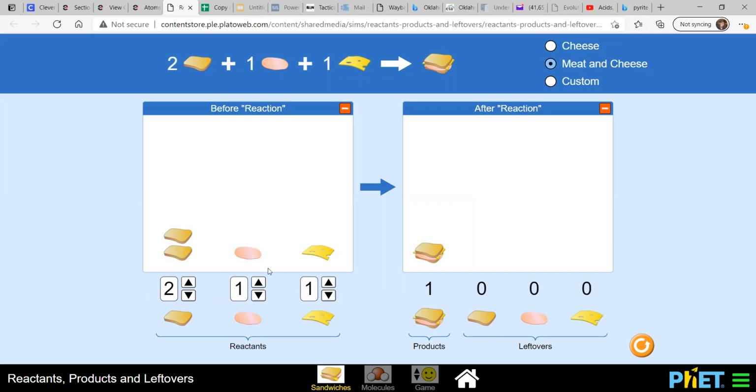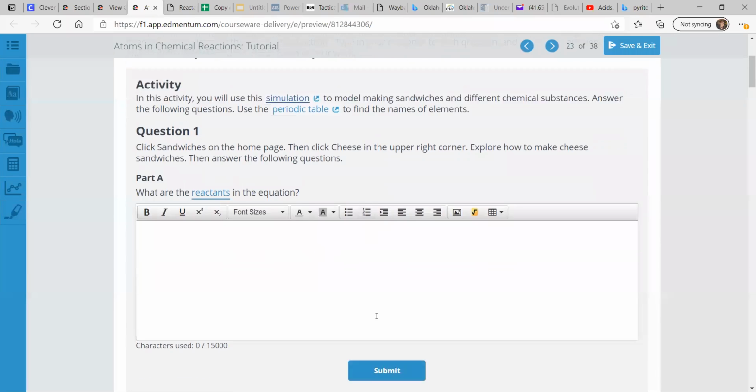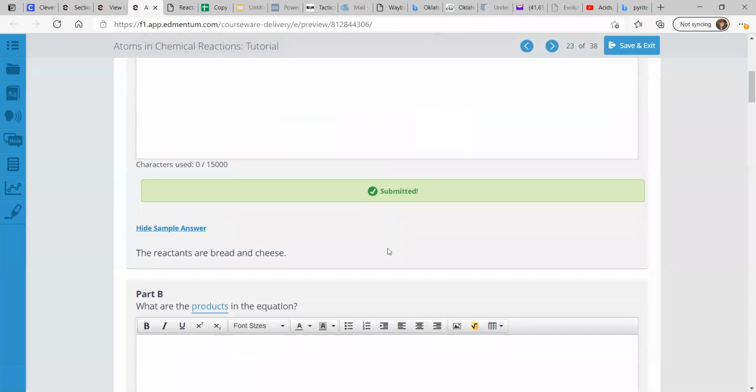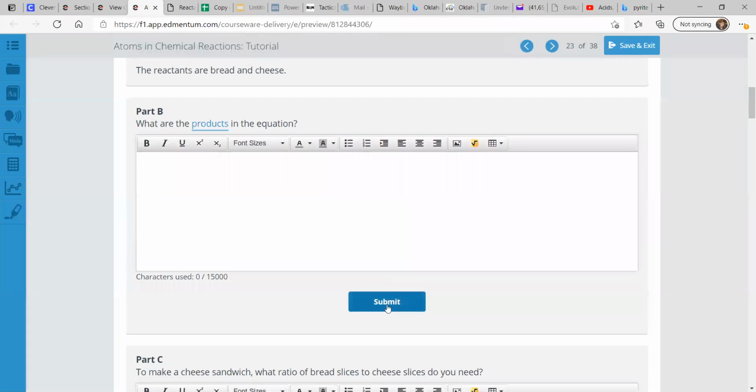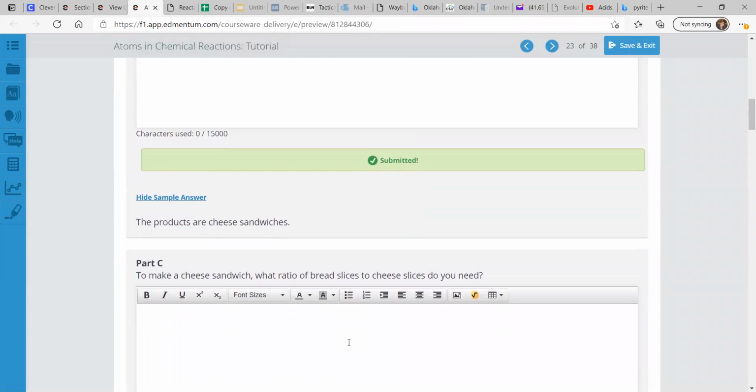So 2 slices of bread, 1 slice of ham, I think that's ham, and cheese. But if you add any one element by itself, you can't make a sandwich until you add 2 slices of bread. Okay. So that hopefully helps you with the visualization of what's happening. So the reactants are meat and cheese and bread, if you used just the bread and cheese one. What are the products? After the reaction occurs, you get sandwiches.